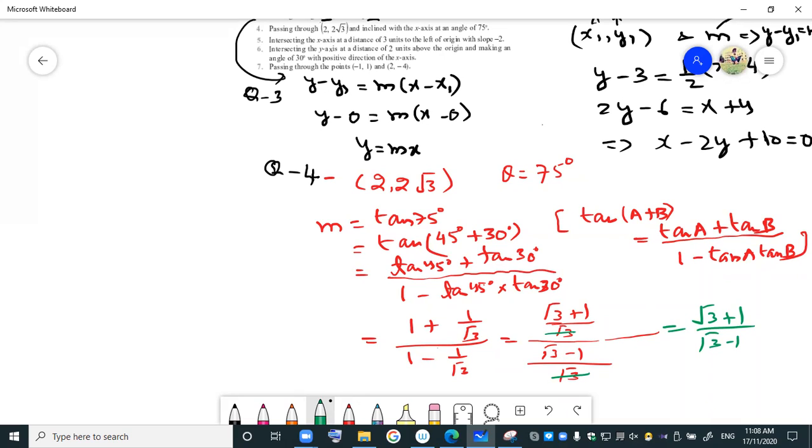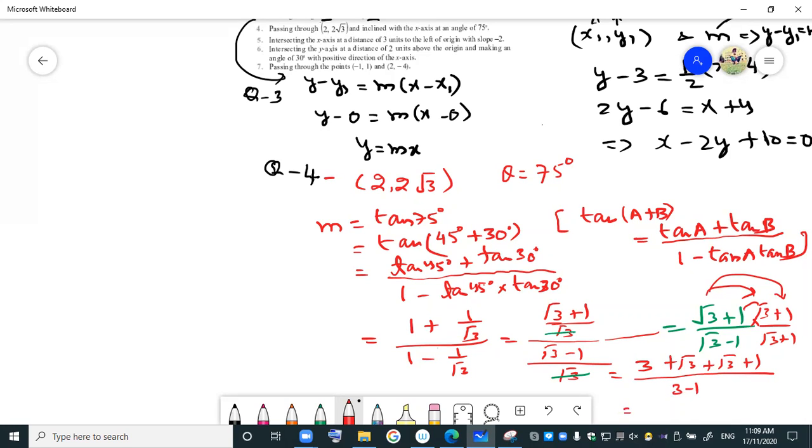And it can be rationalized by multiplying by root 3 plus 1 upon root 3 plus 1. Rationalize the denominator. Root 3 into root 3 is 3. This root 3 will multiply with root 3, then with 1. So root 3 plus 1 root 3. This 1 will multiply with root 3 and 1 into 1 is 1. And in the denominator, you know that root 3 square is 3 minus 1.